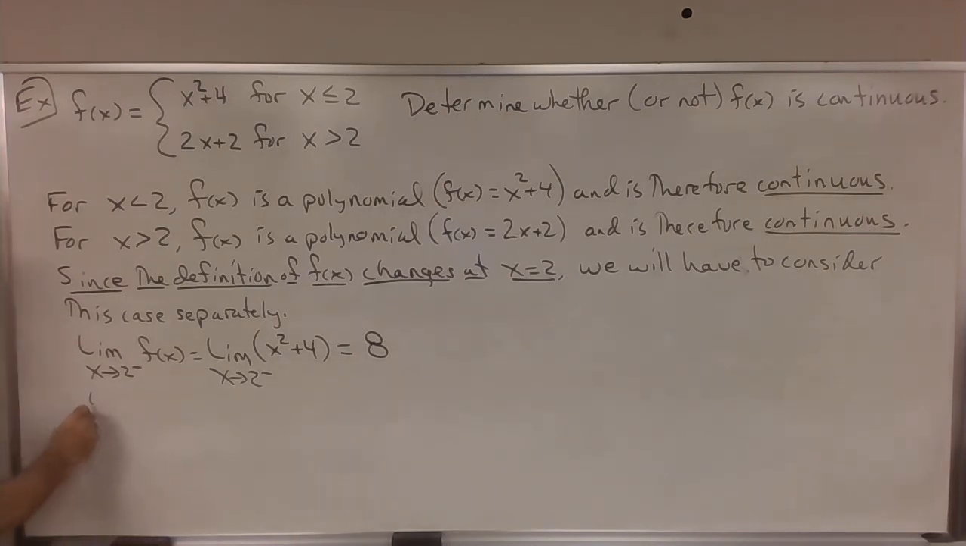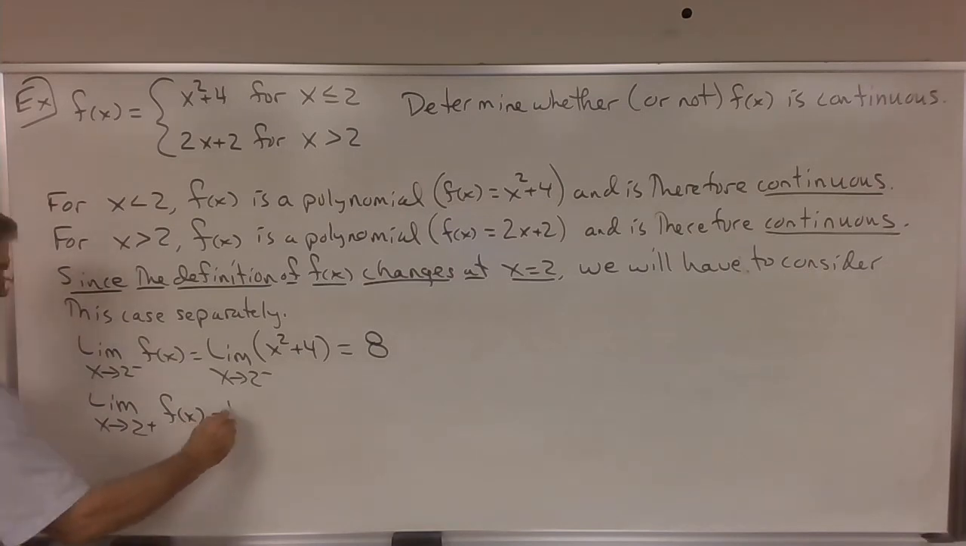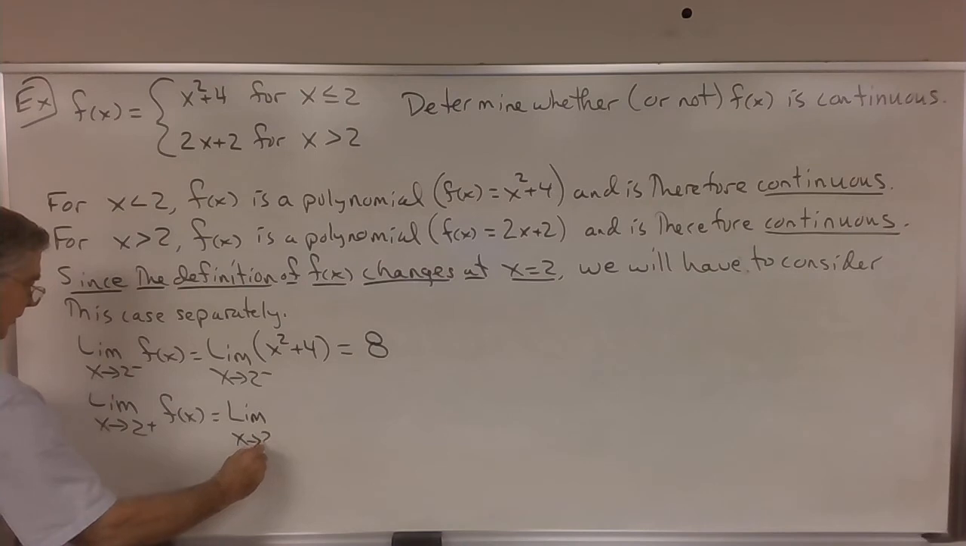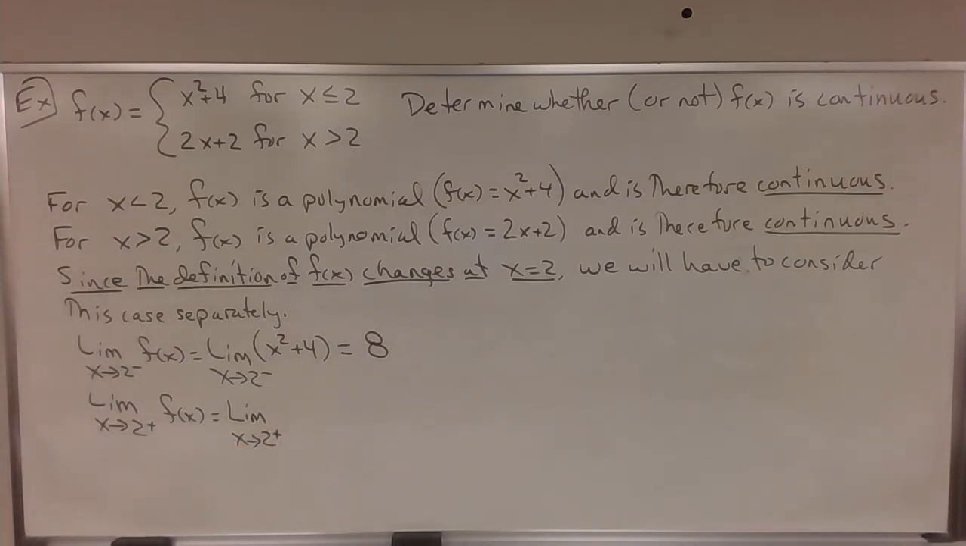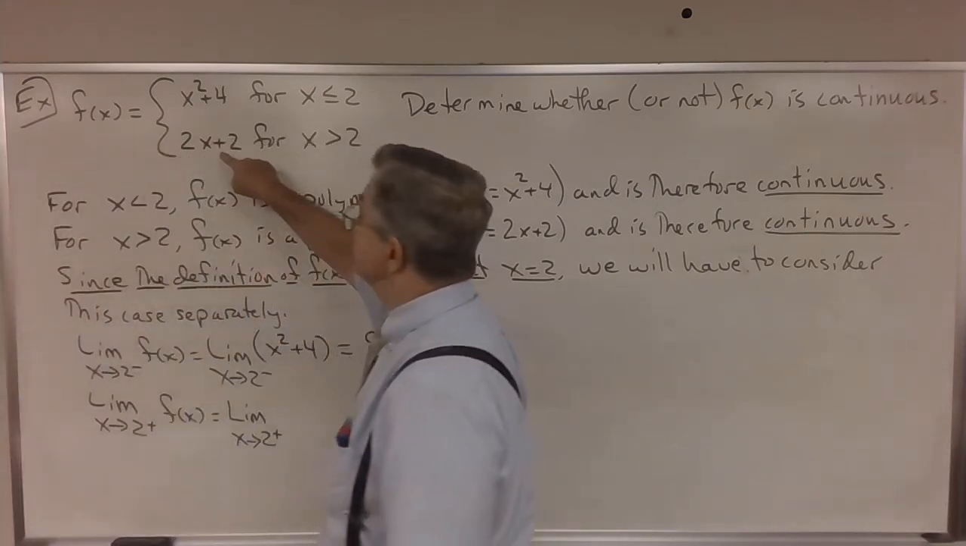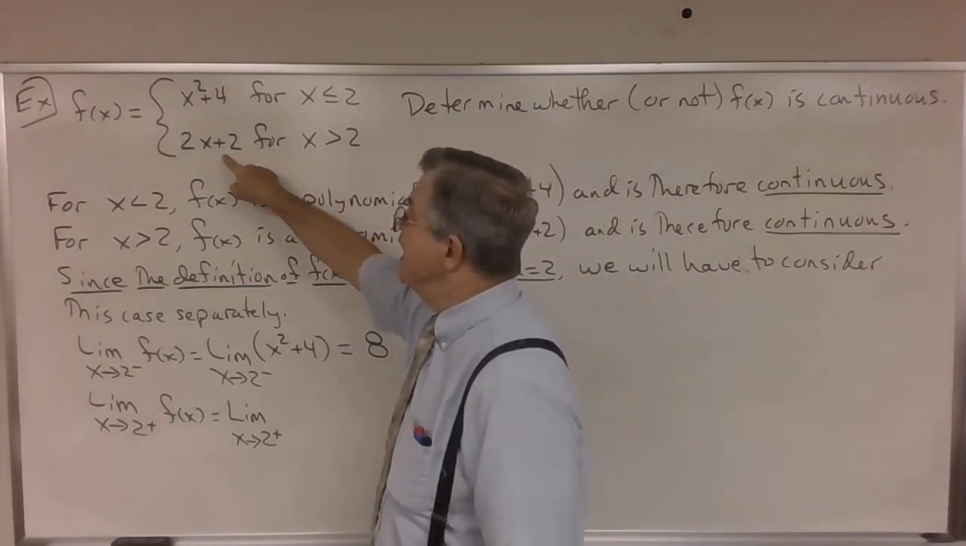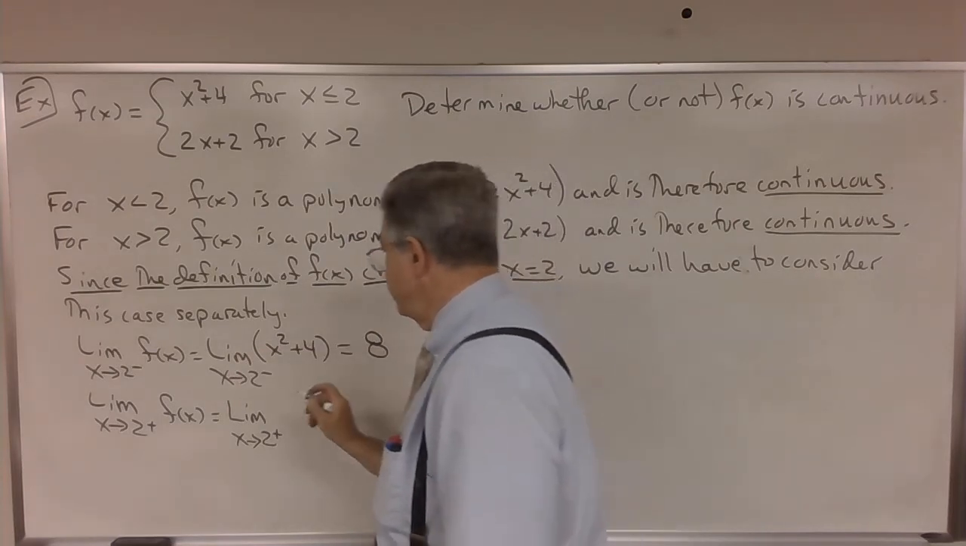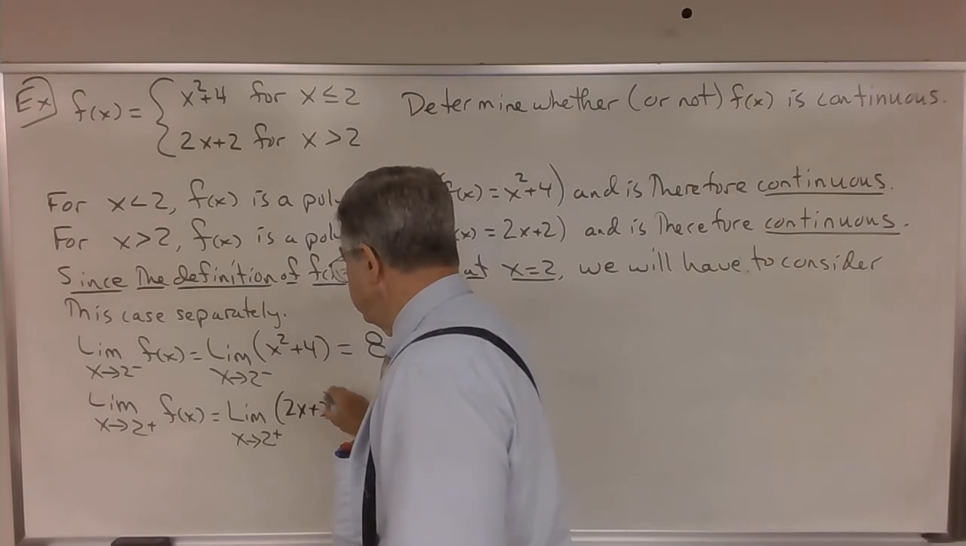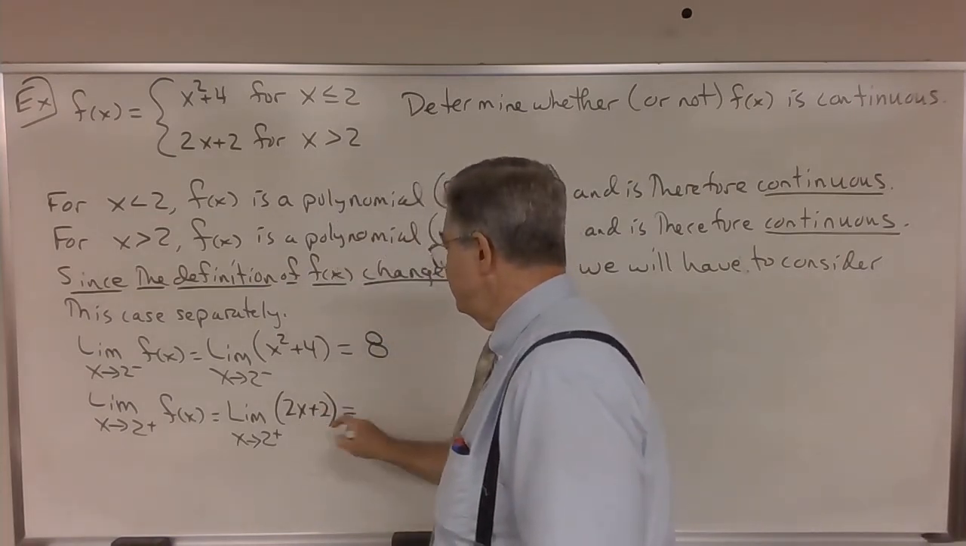Okay, let's look at the other one-sided limit. Limit as x approaches 2 from the right. x is to the right of 2 on the x-axis. So if x is to the right of 2, is x bigger than 2 or less than 2? X is bigger than 2, isn't it? So this is the definition of f of x that we use for x greater than 2. F of x equals 2x plus 2. And we plug in, we get 4 plus 2 is 6.